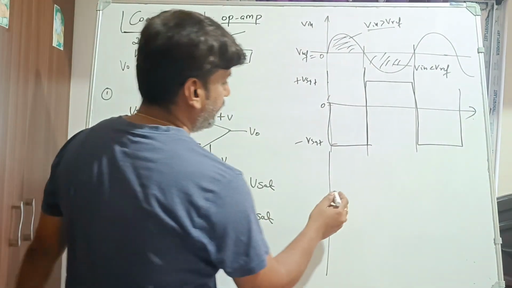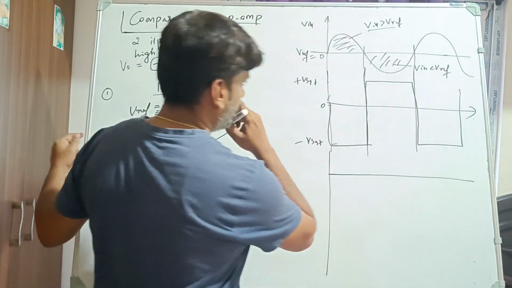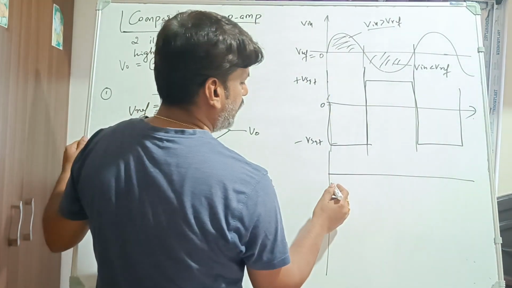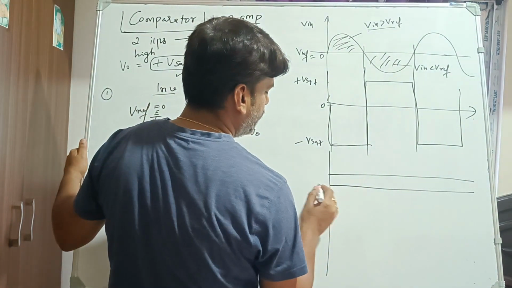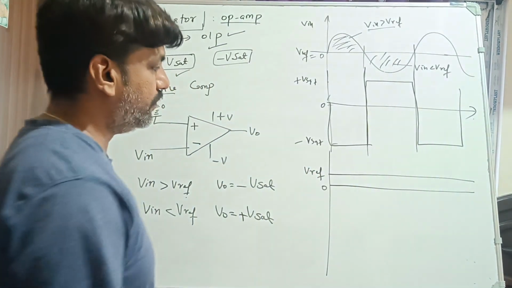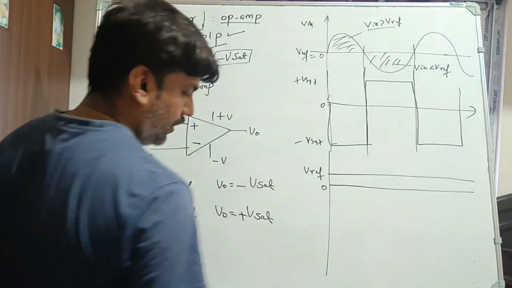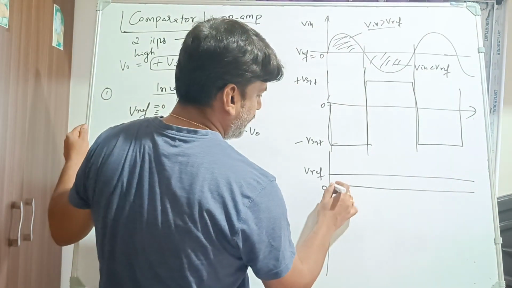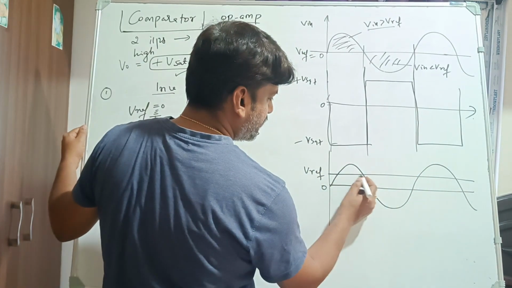Suppose you are taking a non-zero reference. Now the reference I have taken as 0. Assume that I will take a non-zero reference. So here it is 0. I will take Vreference like this. Vreference is here now. So at that time your waveform changes. So how? This portion I will write like this. Now Vreference is this.